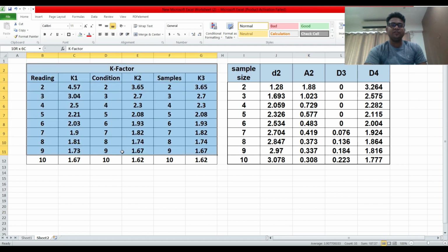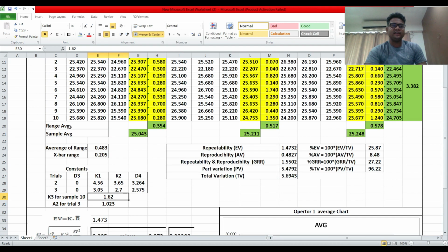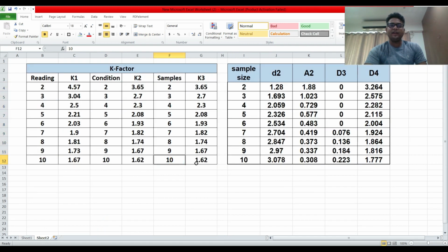So these are the constant values for different samples and different readings. For 2 and 3 trials, your K1 value should be like this, and for K2, for 2, 3, 4, 5, 6, 7, 8 conditions, your K2 will be like this. For the K3 value you have to consider the samples, not the trials. In my case I have taken 10 samples, so I have to see how much the K3 value is for 10 samples, which is 1.62.